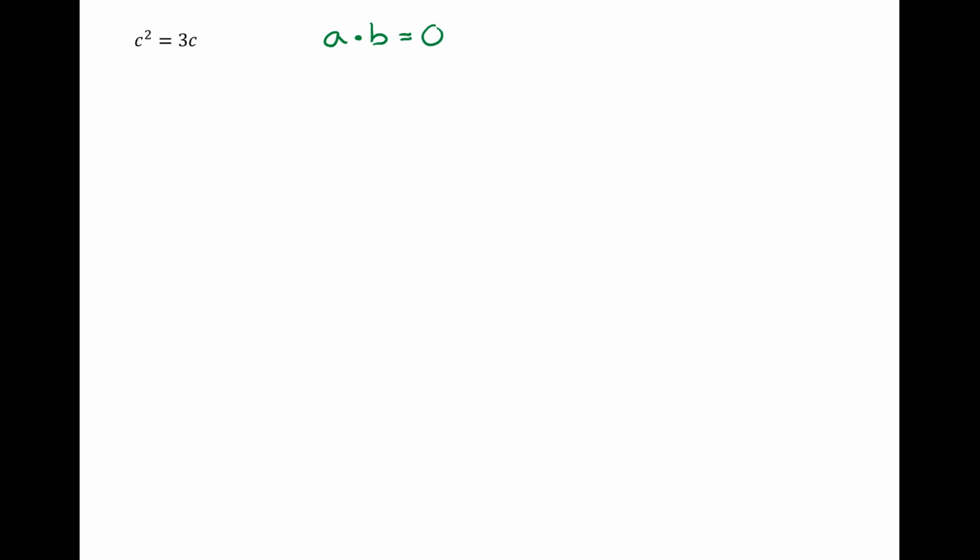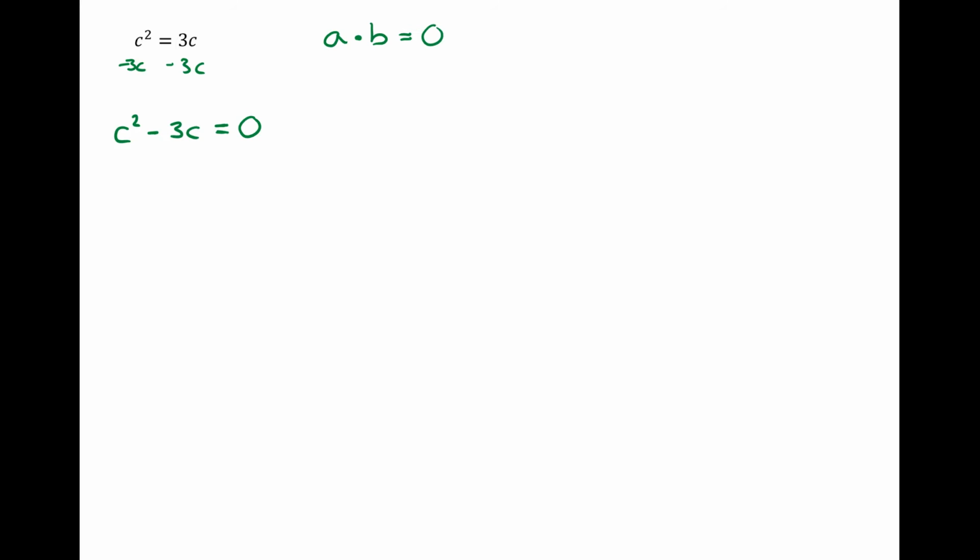In this case, I have c squared equals 3c. I can't just say, well then, c squared equals 0 and 3c equals 0. No, the first thing you have to do is set the equation equal to 0. So I'm going to subtract 3c from both sides, which on the left, there are no like terms, so it's c squared minus 3c. Can't combine it, but now it equals 0. That's the first step in solving these equations with the zero product property.